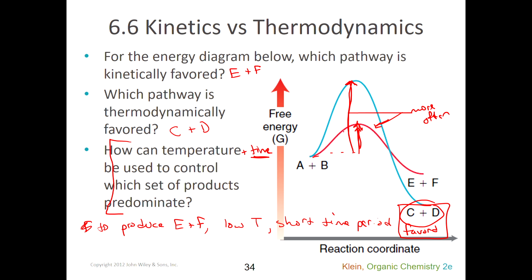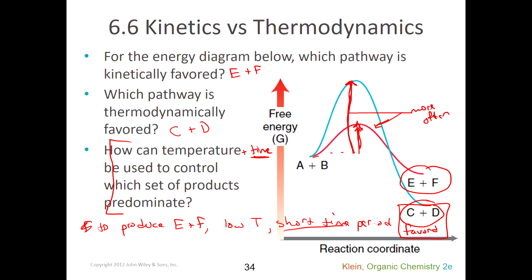Because if I keep the temperature low, almost all my molecules will not have the motion and kinetic energy to collide with enough energy to get through the higher energy transition state. So I'll produce very little C and D, especially in the beginning. Most of the collisions will end up going through the lower energy pathway, and I'll start to accumulate E and F initially.